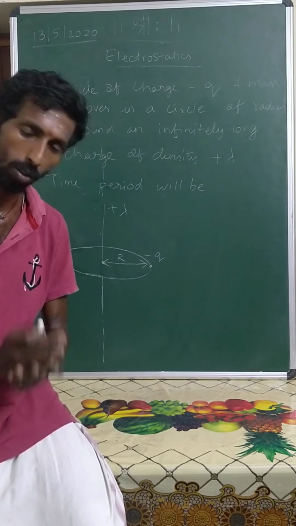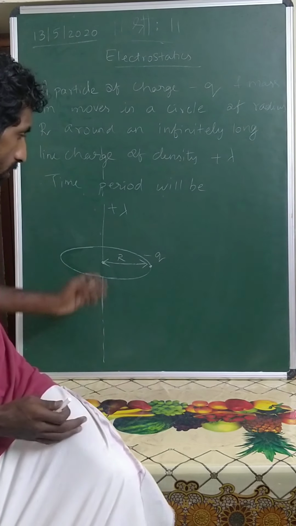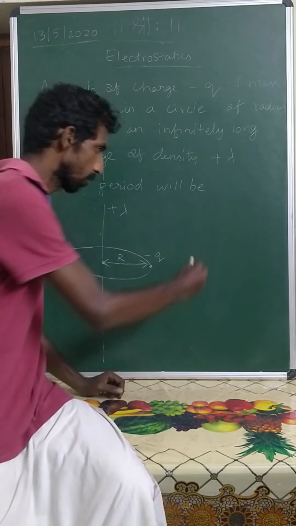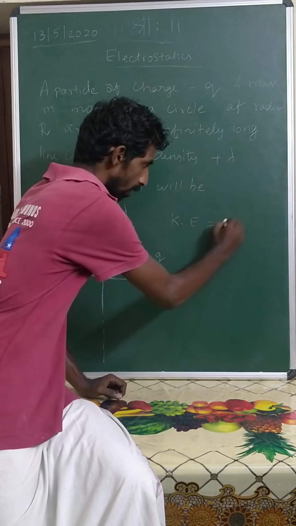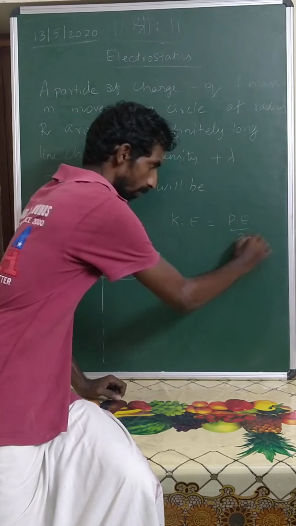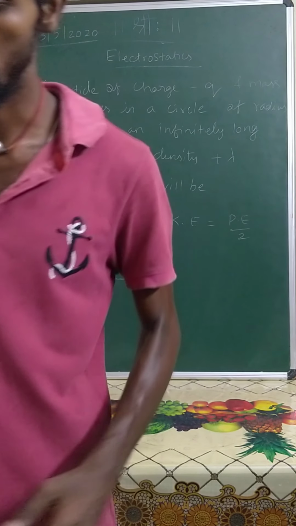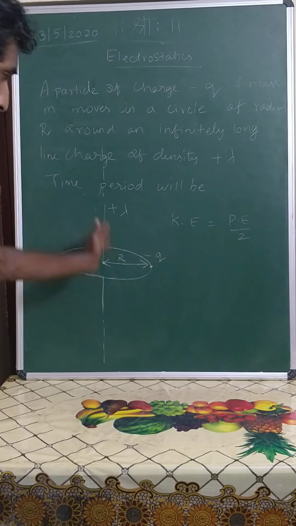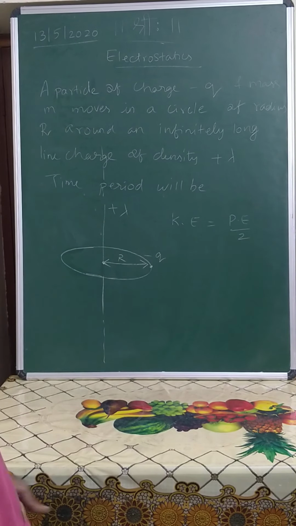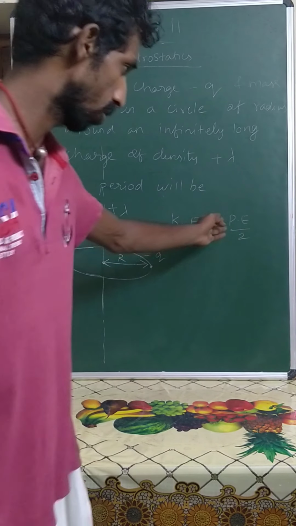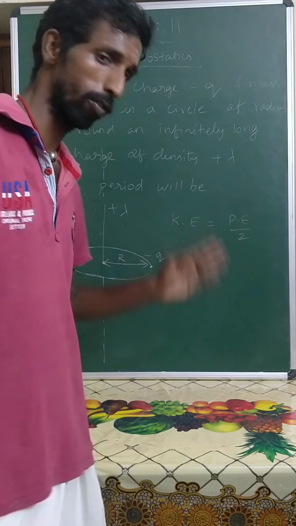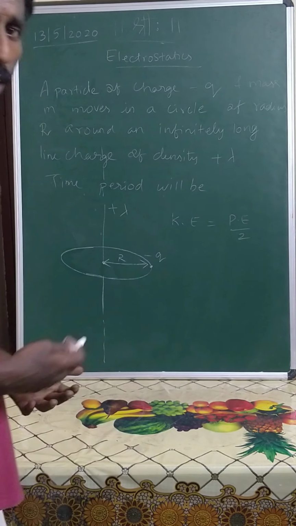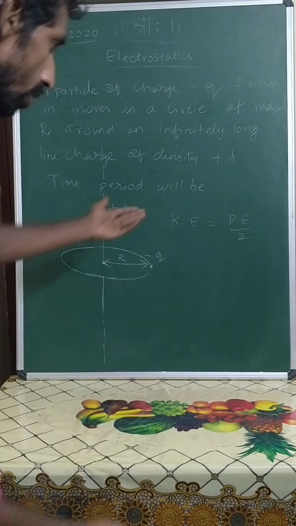So we studied a concept in the atoms lesson: any particle which is moving around a nucleus, an electron moving around a nucleus, the kinetic energy of the electron will be half the potential energy. That idea we can use here. That is, the kinetic energy of the revolving charge will be half the potential energy provided by the line charge. Similarly, the nucleus is providing some potential energy, and half that value will be the kinetic energy of the moving electron. The same concept we can apply here, or the centripetal force application also we can use. So first we try this.